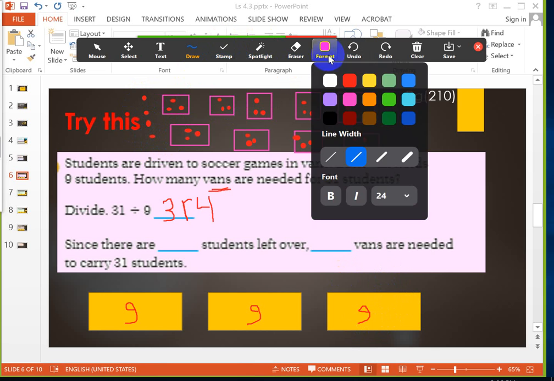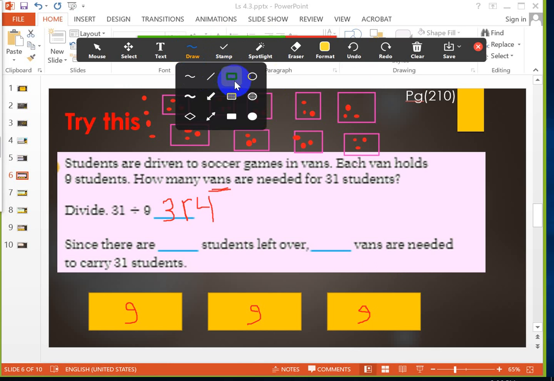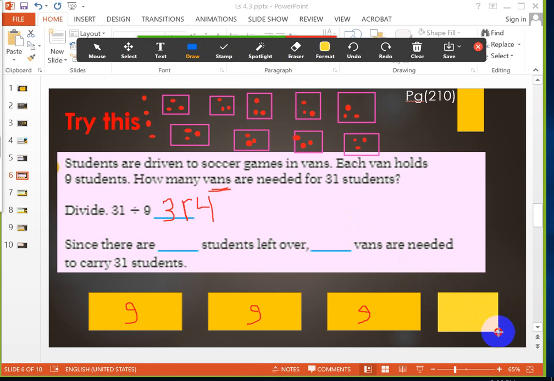That means I will bring one more van, another one, and put those 4 in another van. Right? Because I can't leave those 4 students without a van, and they have to go to the soccer game. They want to go to the soccer game. That means I will bring another van and put those 4 students in it. That means the number of vans will be what?